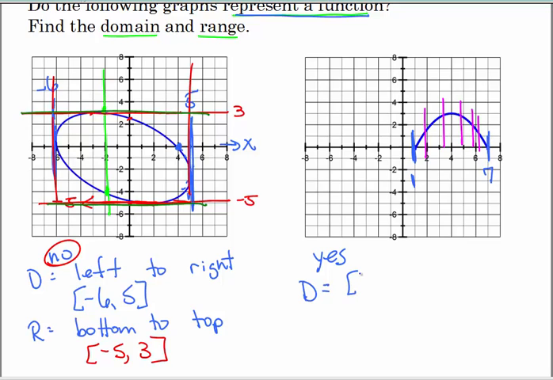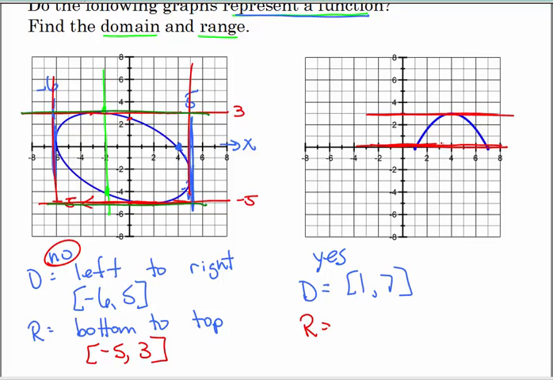So from 1 to 7. Now let me get a clear picture. Let's look at the range. All right, so again, we want to go from how low. This is the lowest point. This is the highest point, and we want to look at the y values because that's the range.